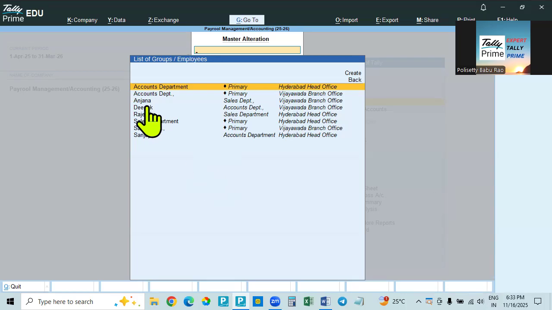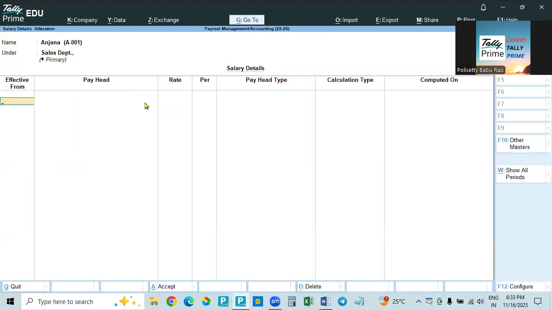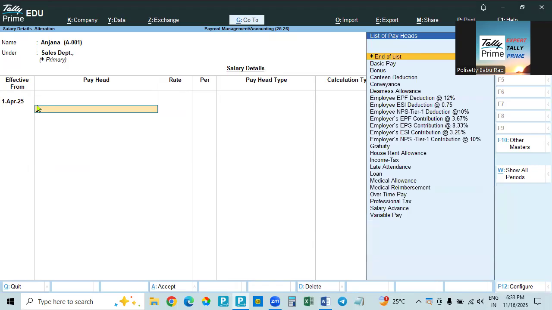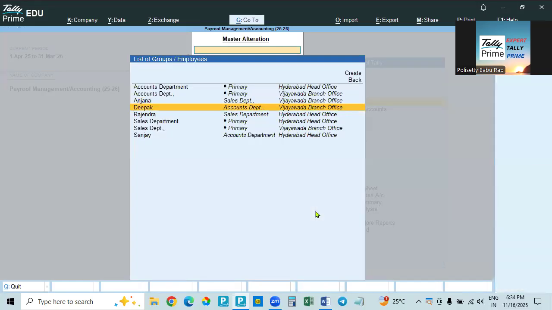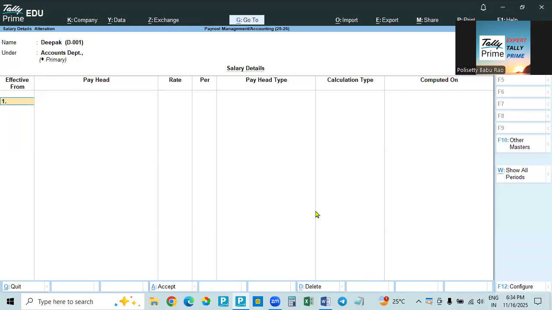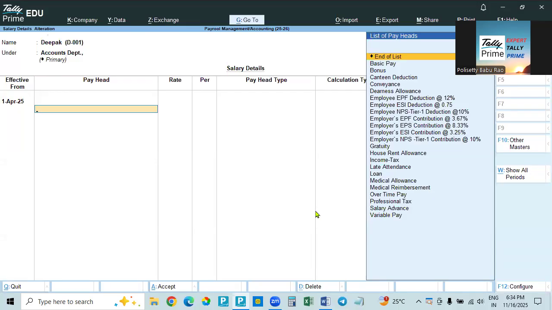So suppose if you go to Anjana, here 1425 is the year beginning. From that it is applicable. So every month, May 1st to May 31st, June 1st to June 30th, like that you calculate. Here we have to take all the items and give the amounts for Anjana. And then if you take Deepak, again 1425 we will take up and all the items you have to give.